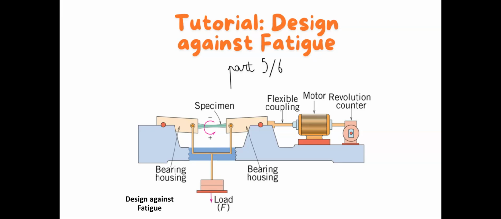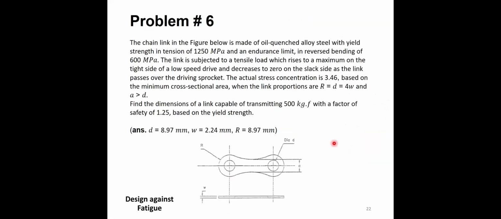Okay, now we are going to solve problem number 6. So the problem says here the chain link in the figure below is made of oil quenched alloy steel with yield strength in tension as 1250 megapascal and an endurance limit in reverse bending of 600 megapascal.